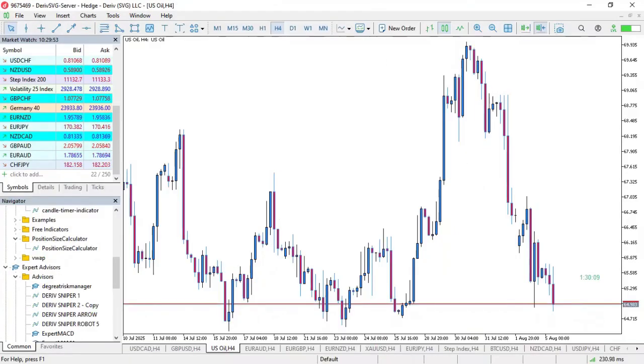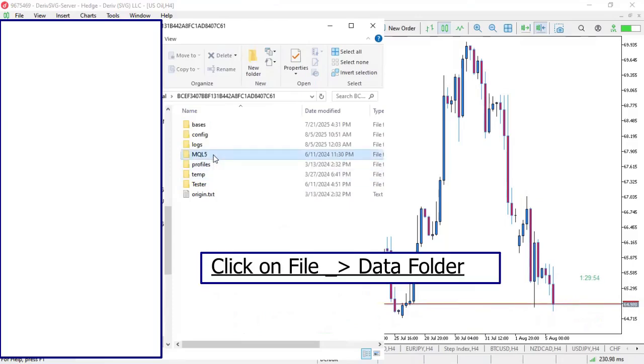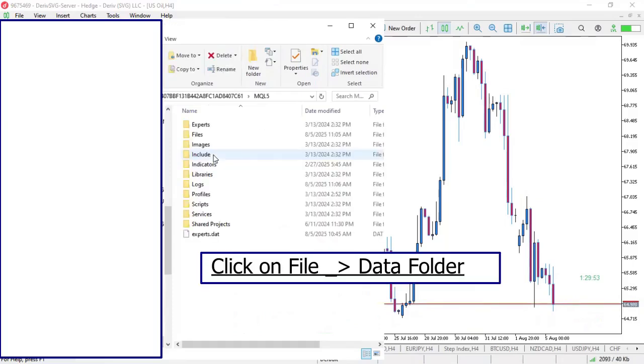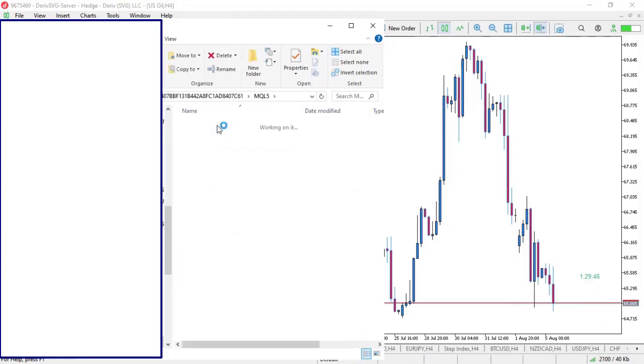So you go to data folder. Once you go to data folder, you open up your data folder. In just 1 minute, guys. Let me just bring this to screen. Okay, you open up your data folder. You click on MQL5, and then you click on experts.